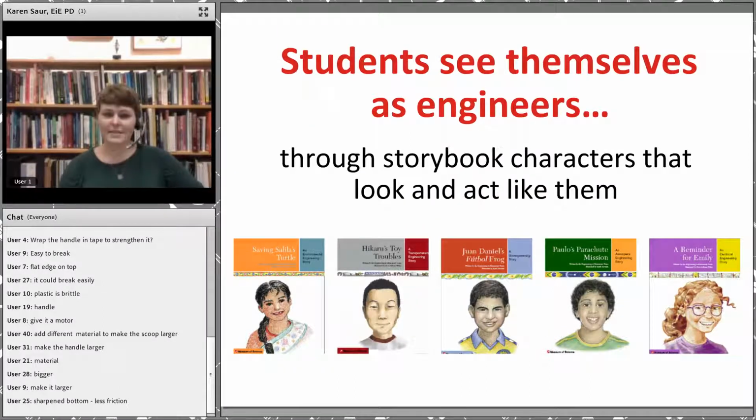So some of these additional benefits, and like I said, this comes from our curriculum, but this also comes from a lot of just doing engineering with your students. One of the benefits is students begin to see themselves as engineers. So in Engineering is Elementary, we do have some storybook characters where we use that as a narrative to engage the students in the process. And the storybook characters look like them, act like them, have similar problems that they might have, and approach those problems in ways that the students can also approach the problems. So engaging in engineering activities that allow students to see themselves as engineers is really important to help them persist through the challenges and hopefully succeed in their engineering design.